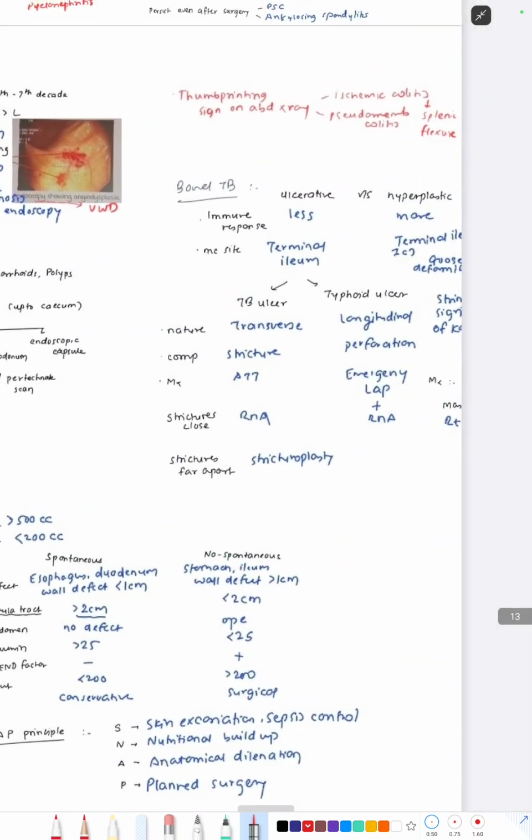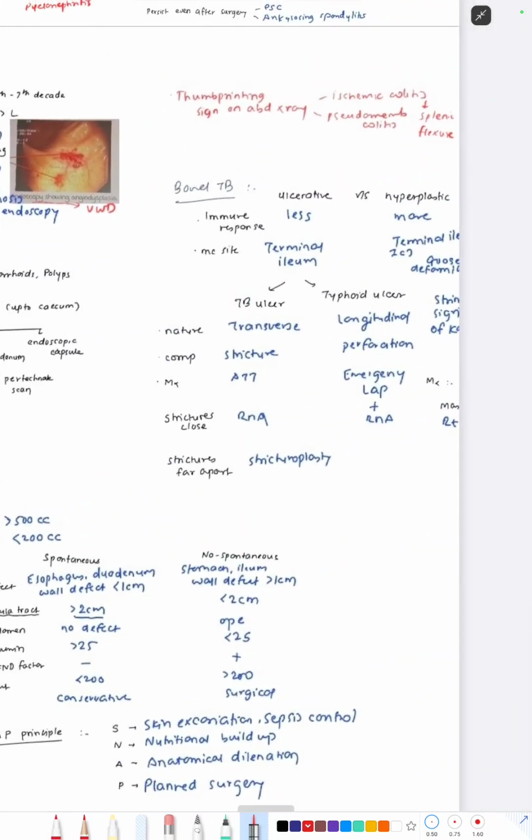Next is bowel TB. Bowel TB is of two types, either ulcerative type or hyperplastic type. In ulcerative type, the immune response is less. In hyperplastic type, it is more. Most common site is the terminal ileum as well as the ileocecal junction. It forms a goose neck deformity on the X-ray, and a string sign of Kantor is also present. Management is right hemicolectomy. Now the ulcerative type forms two important ulcers, either a TB ulcer or a typhoid ulcer.